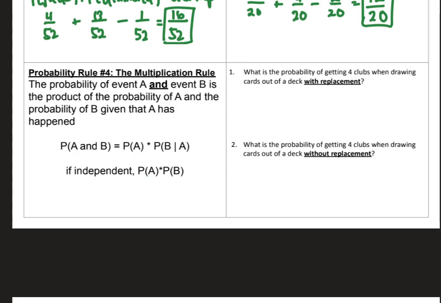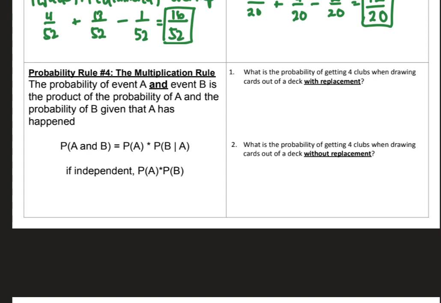All right, the next rule is the multiplication rule, and this is the probability of event A and event B is the product of the probability of A and the probability of B given that A has happened. So in symbols, this is what it looks like. The probability of A and B happening is the probability of A times the probability of B given that A has happened. If the two events are independent, we still multiply them, but the probability of finding B is going to be a little bit different than this one. So to demonstrate the difference between these two, let's look at these two problems.